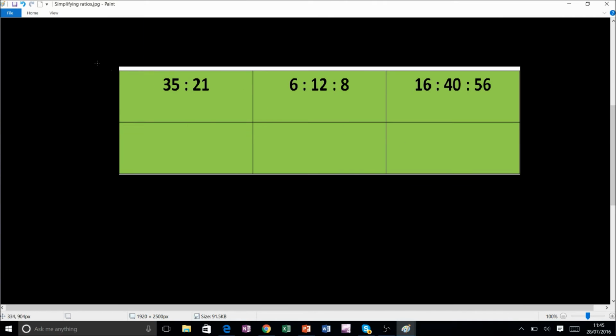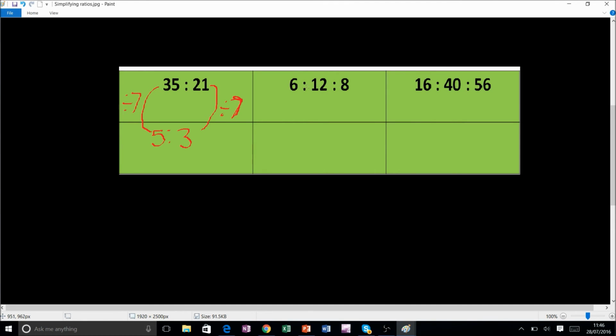Okay, now let's look down here. 35 and 21, what number goes into both of them? The biggest number is 7. So we're going to divide by 7. 35 divided by 7 gives us 5, and 21 divided by 7 gives us 3. So we've got 5 to 3.